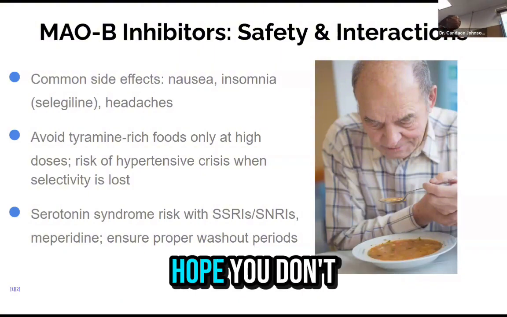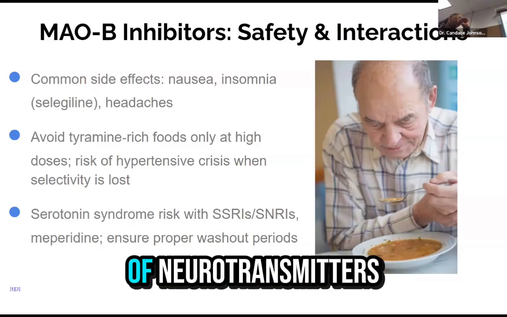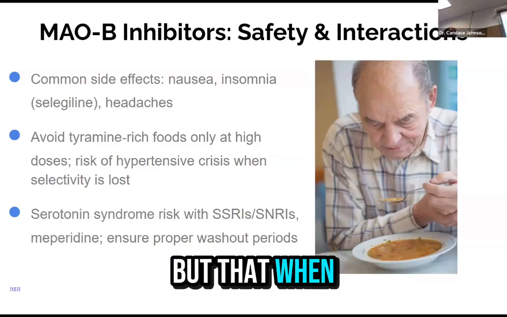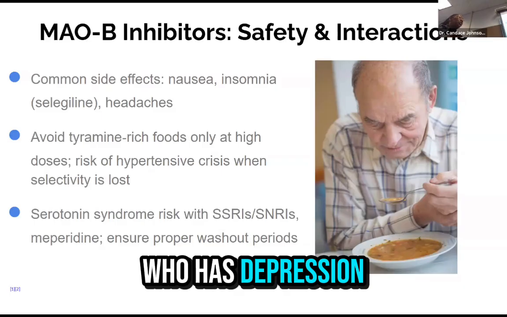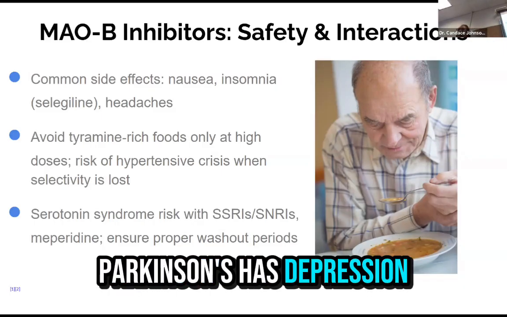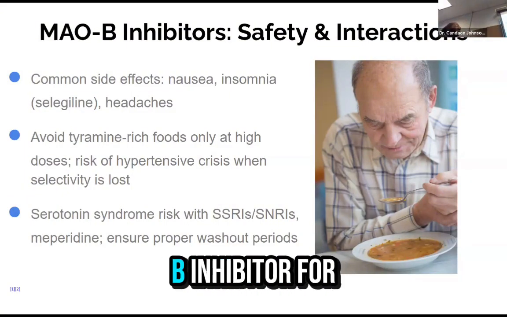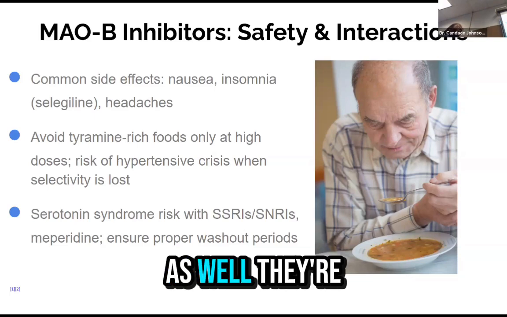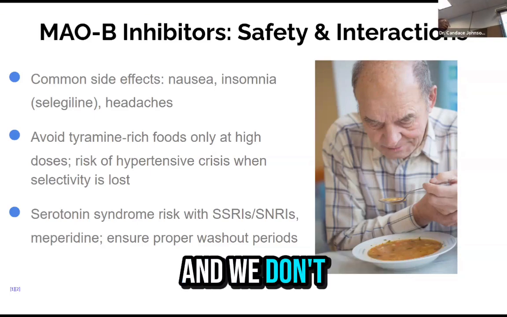And then I hope you don't confuse serotonin with dopamine. We have lots of neurotransmitters, but when you mix MAO-Bs or add MAO-Bs to a person who has depression, that's not that weird, that a person with Parkinson's has depression, they might be taking SSRIs or SNRIs. Well, if they're taking this MAO-B inhibitor as well, they're going to be at risk for serotonin syndrome. Okay, and we don't want that.